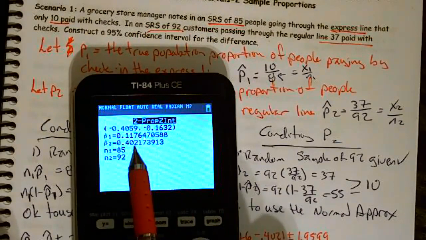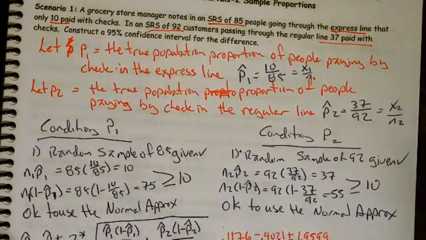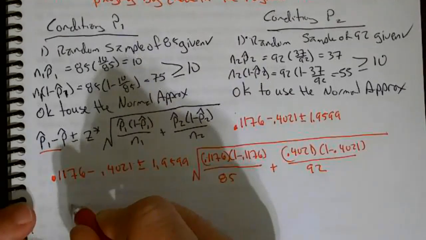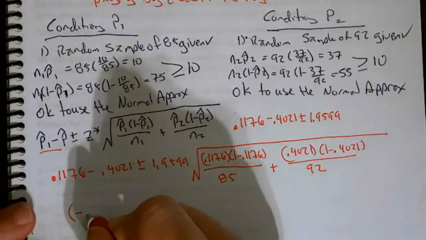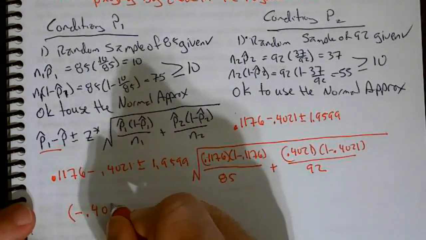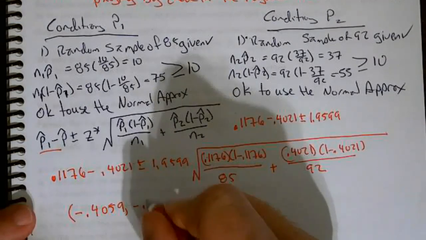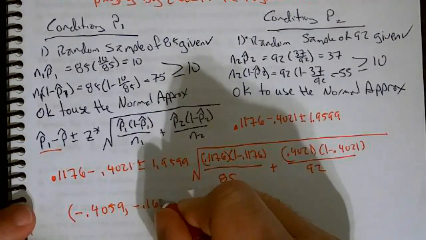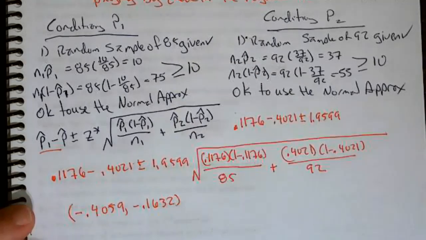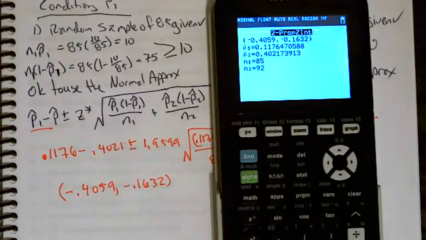Negative 0.4059 and negative 0.1632. And both of those are negative. So my interval is negative 0.4059 and then negative 0.1632. All right.